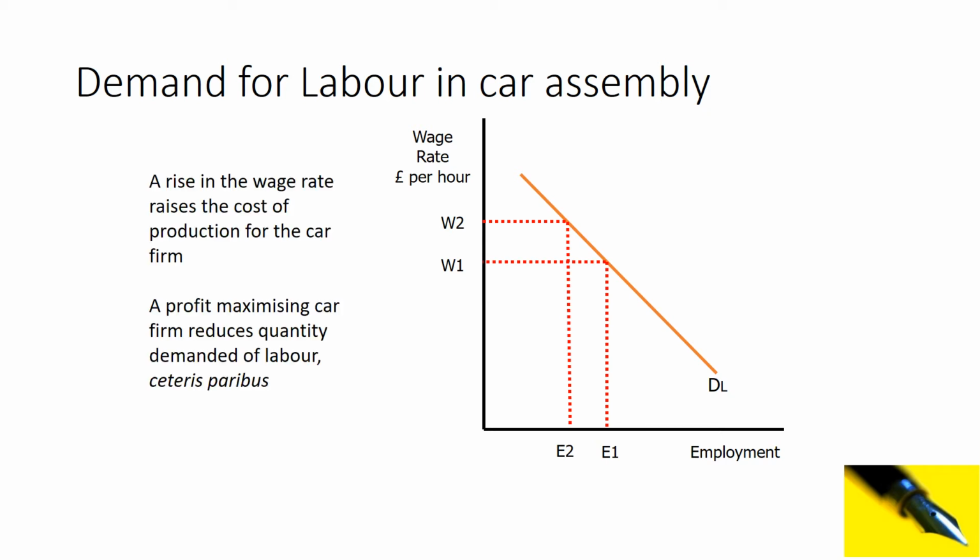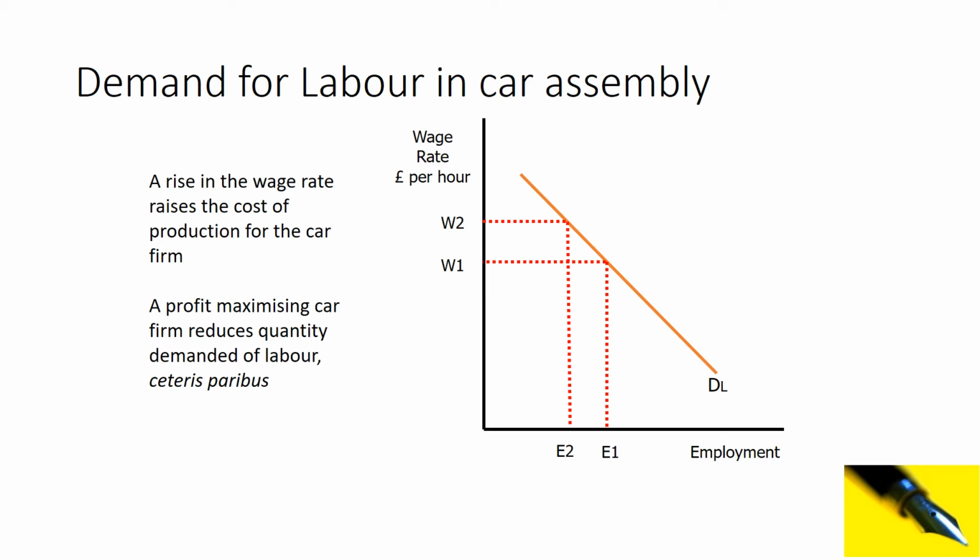And the reasoning for this is given on the left-hand side of the slide here. So we're assuming that the car assembly line business or the car business is a profit maximizing business. So if we get a rise in the wage rate, that raises the cost of production for the car firm. And if the car firm is assumed to be a profit maximizer, then a profit maximizing firm will reduce the quantity demanded of labour if the cost of production goes up. Ceteris paribus, all other things being equal.